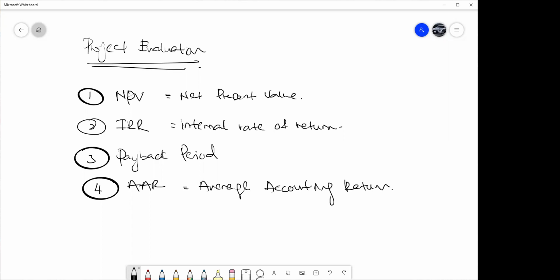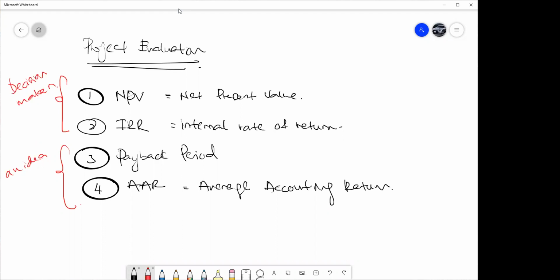So take notes. These are the 4 methods to evaluate a project, whether to do it or not. The problem here is that 1 and 2 are the ones that determine the decision maker. 3 and 4 are just giving you an idea. NPV and IRR are the decision makers, but payback period and AAR are just an idea. Payback period and AAR are not so accurate to evaluate whether a project is worth doing. It's just a rough one.